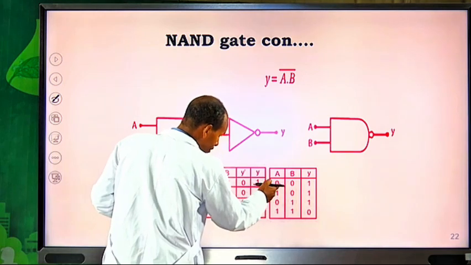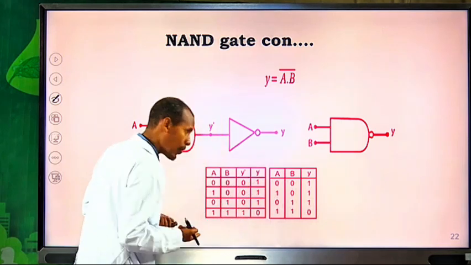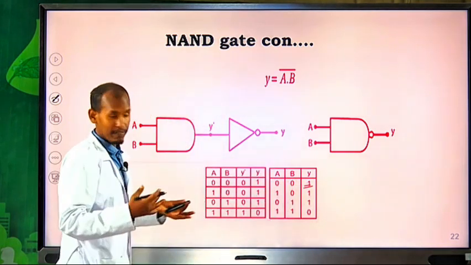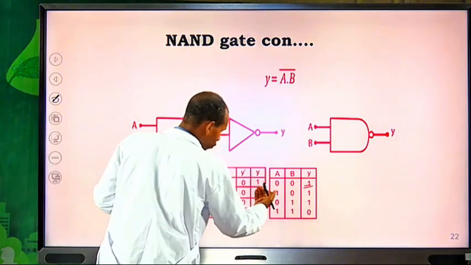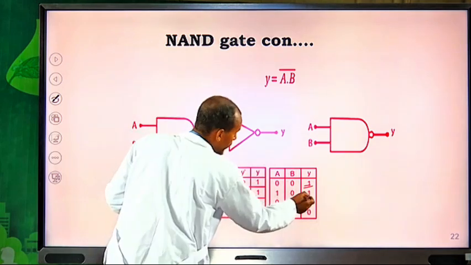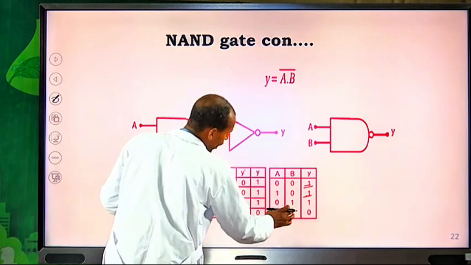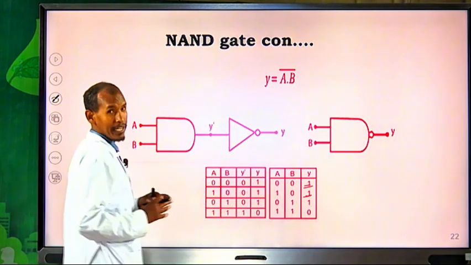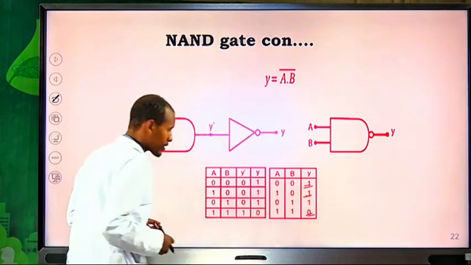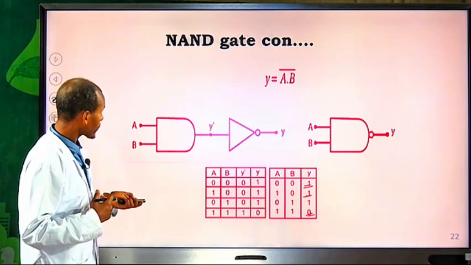When both inputs are 0, 0 AND 0 is 0, then NOT 0 is 1, which is inverted. For the case of 1 and 0, the result is 0, NOT 0 is again 1. The same for 0 and 1. And finally, 1 and 1 is 1, NOT 1 is 0. So this shows the truth table for the NAND gate, or NOT AND gate.